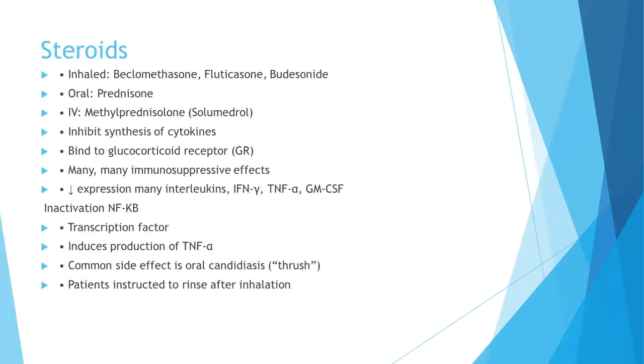Steroids. Some of the inhaled steroids are beclomethasone, fluticasone, budesonide. Oral is prednisolone. Some are IV, like methylprednisolone. They inhibit the synthesis of cytokines and they bind to the glucocorticoid receptor. They have many immunosuppressive effects. The inactivation of NF-kappa B, that is a transcription factor, reduces the production of TNF alpha, which is common. The common side effect of a steroid is oral candidiasis, that is oral thrush.